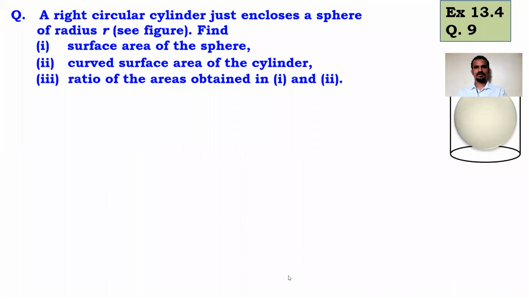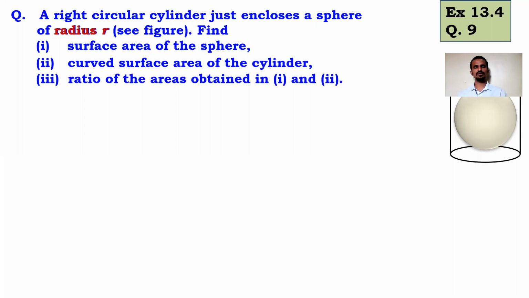Welcome back, students. The next question we are solving is based on sphere, and it is exercise 13.4, question number 9, which is a very interesting question and an important question also. The question is, a right circular cylinder just encloses a sphere of radius r as seen in the figure. Find surface area of the sphere, curved surface area of the cylinder, ratio of the areas obtained in first and second case. So as you can see in this question, we have the radius as r.